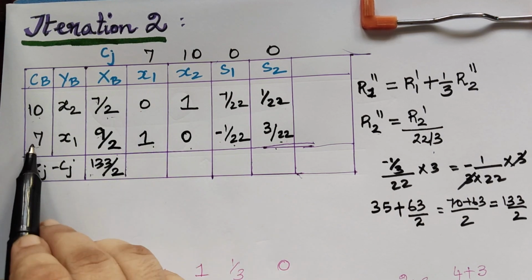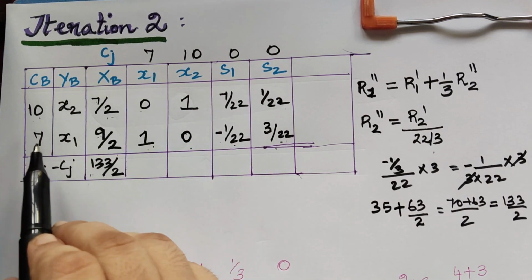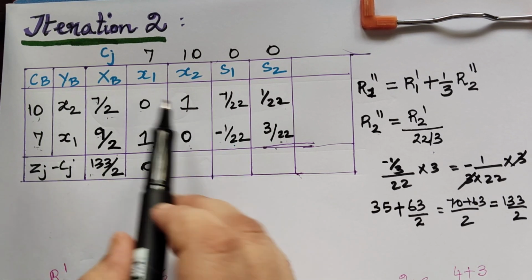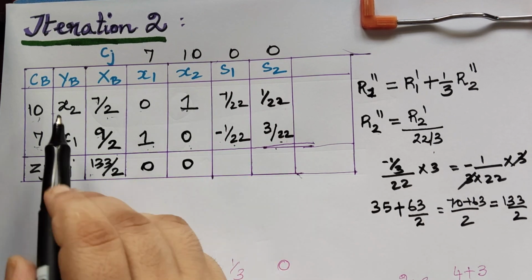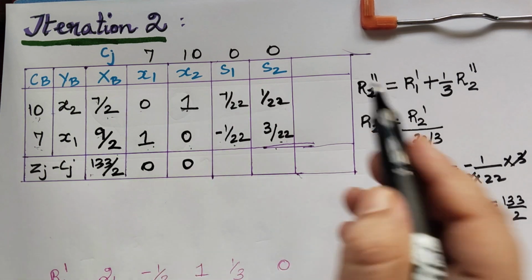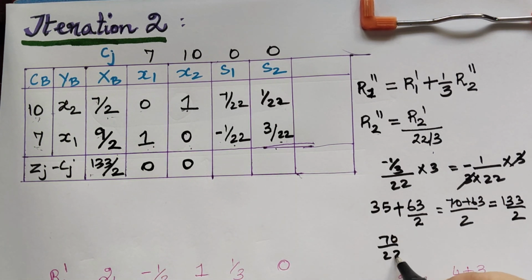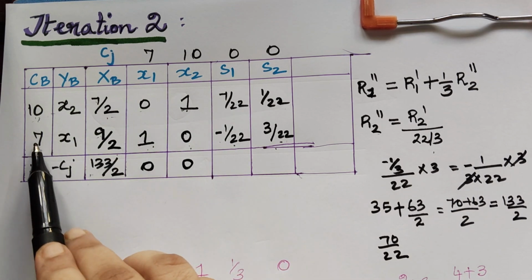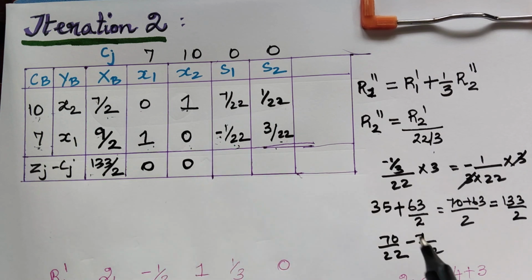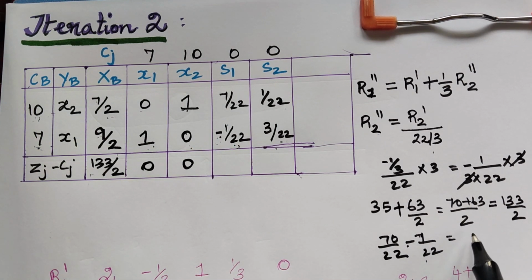Then 10 into 0 plus 7 into 1 minus 7. So 7 minus 7 becomes 0 over here. 10 into 1 plus 7 into 0 is 0. So 10 minus 10 is 0. Then 10 multiplied with 7 by 22, which will be 70 by 22. And then minus, because 7 into minus 1 by 22 will be minus 7 by 22. So that will be 70 minus 7, which is 63 by 22.